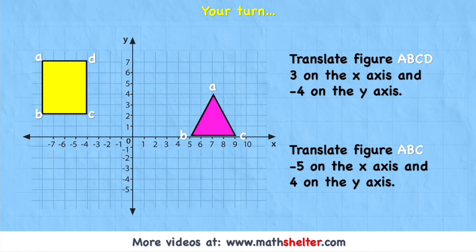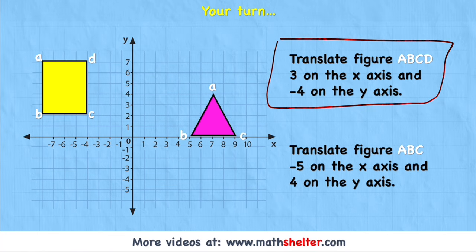So now it's your turn. Have a go at translating these two shapes here across this 4-quadrant graph. But first, see if you can translate these descriptions into a simple vector. Once you have your vector, go ahead and move your shape. Press pause on the video now.